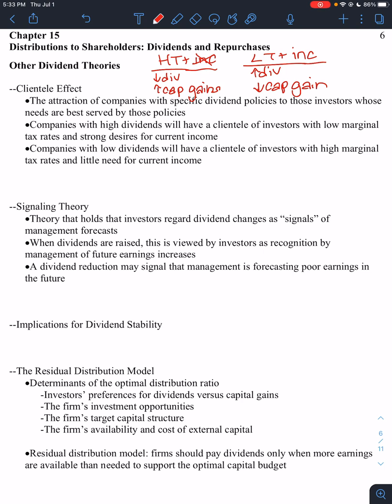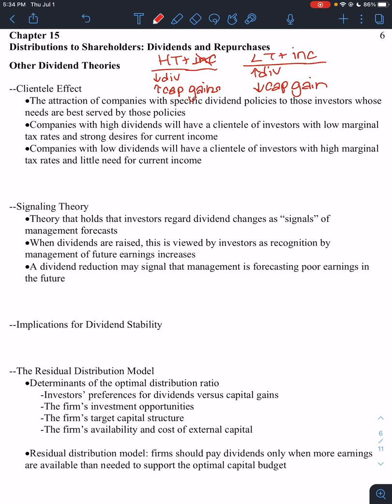And so, like I said, the theory basically says, pick a clientele, stick with it. Don't change it because it's expensive for your clientele to switch. And neither clientele is better than the other. Exact wording here for your official definitions: it says the attraction of companies with specific dividend policies to those investors whose needs are best served by those policies. What I just said, companies with high dividends will have a clientele of investors with low marginal tax rates and strong desires for income. Companies with low dividends will have just the opposite, a clientele of investors with high marginal tax rates and little need for current income. Neither is better. Just pick one and stick with it.